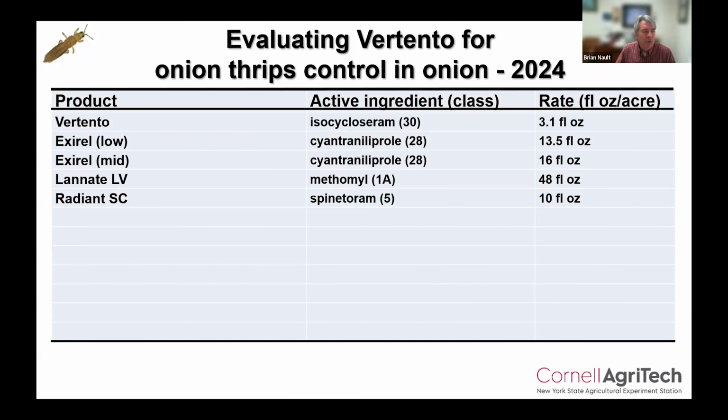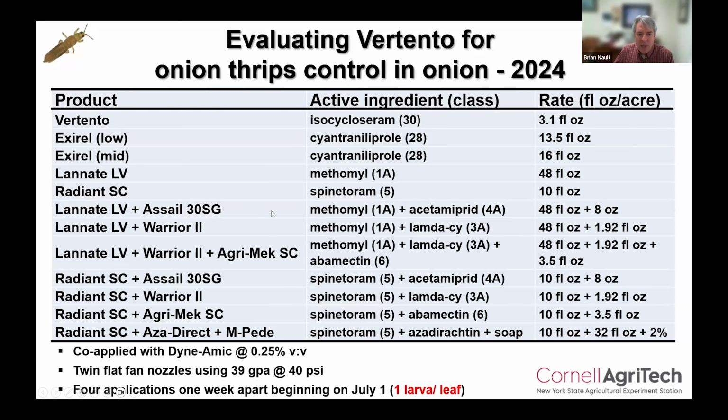As many of you know, New York doesn't get products like everywhere else in the United States; we have to go through another process. I'm hopeful, very hopeful, that we'll get Vertento in time for 2026. But we needed to explore another option. So we got inventive and tried some different tank mixes. Here's a partial list of the products. We had Vertento, 2 rates of Exirel, at the low rate and a pint rate. We had Lanate at the high labeled rate and Radiant at a high labeled rate. And then we had some combinations of Lanate with other products like Sale, Warrior, and a 3-way combination of Lanate, Warrior, and Agri-Mek.